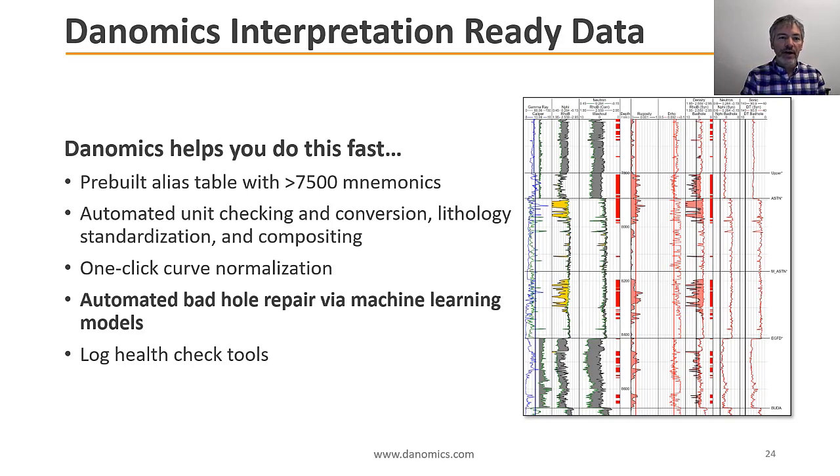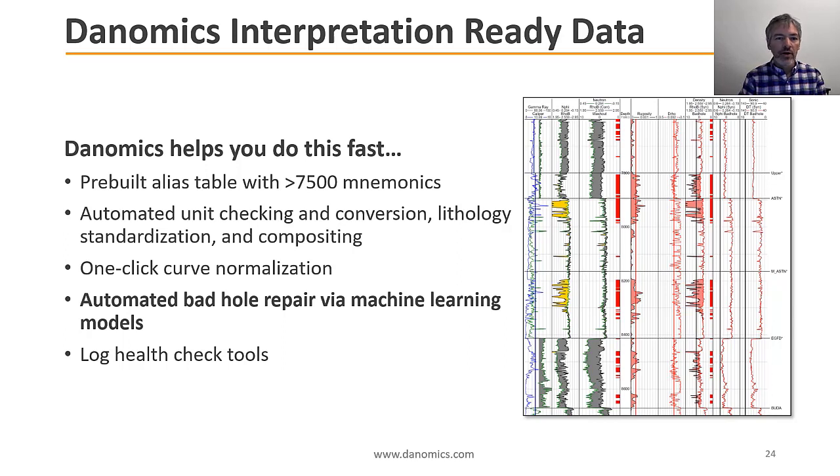So how can Denomix help you in this area? Well, we have spent a lot of time focused on getting data interpretation ready, and this is because we deal almost exclusively with large data sets, large projects. We have a pre-built alias table in the background of over 7,500 curve mnemonics. We've also automated the workflow for unit checking and conversion. We've automated the workflows for converting over curves in the same tool family to a common reference.